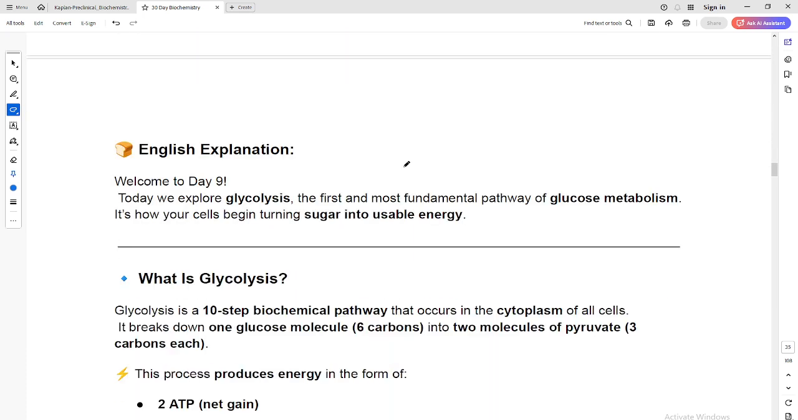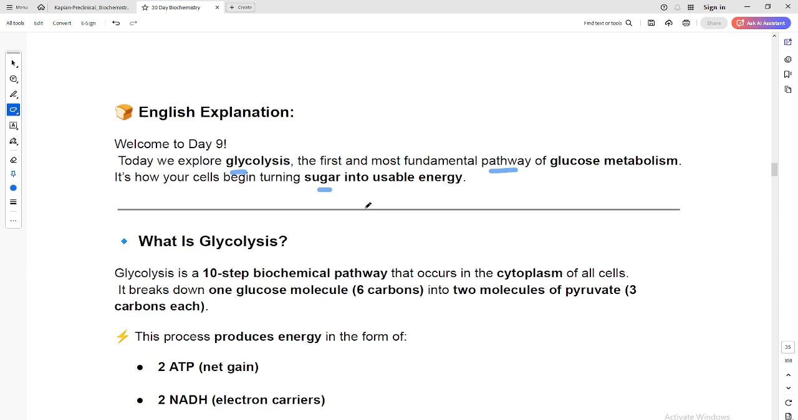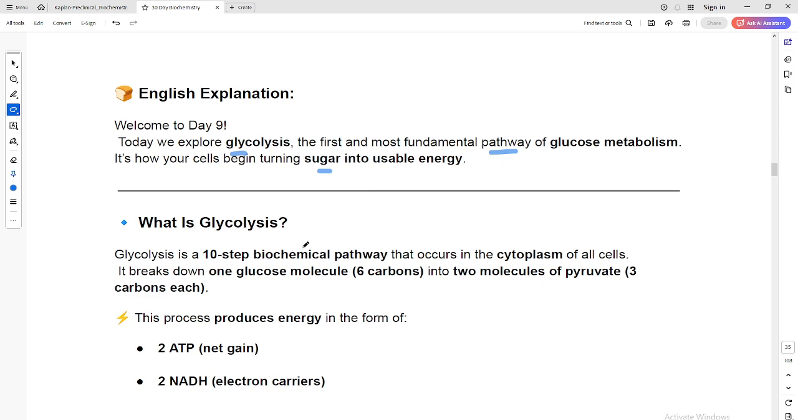Welcome to day 9. Today we explore glycolysis, the first and the most fundamental pathway of glucose metabolism in our body. It is how your cells begin turning sugar into usable energy. Number 1. What is glycolysis?